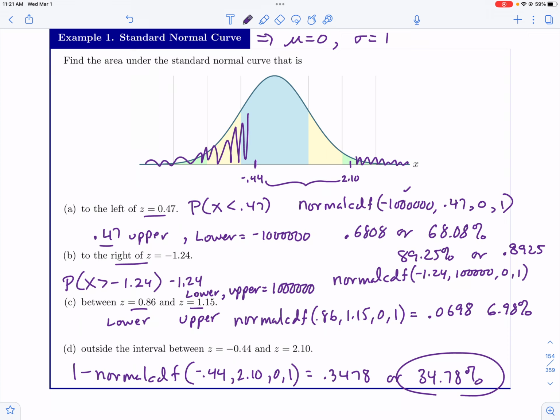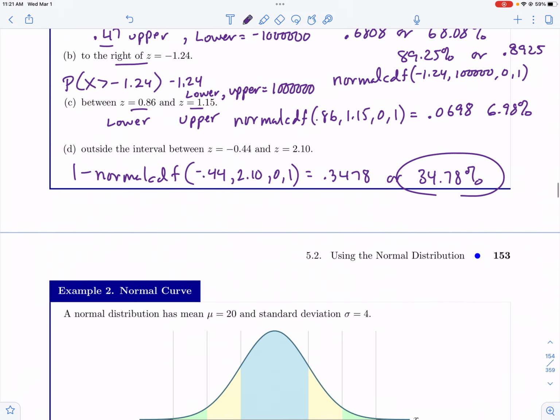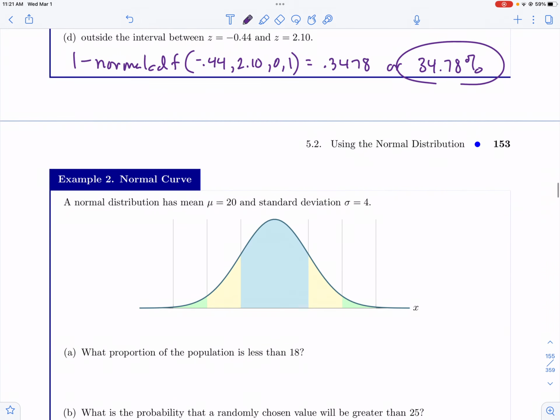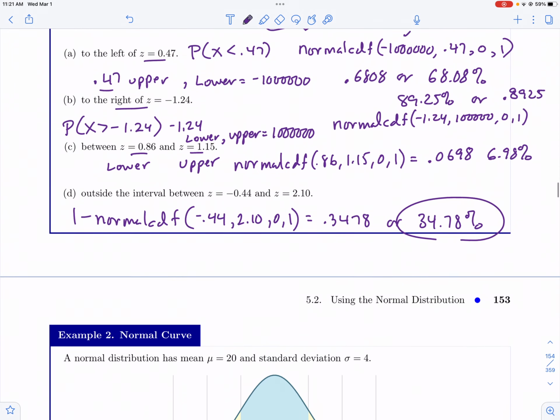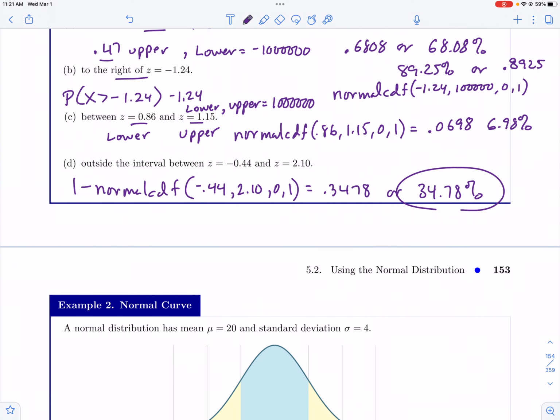So again, the main thing is to think about what our lower bound is and what our upper bound is. If we don't have a lower bound, just make it really, really, really small. If we don't have an upper bound, make it some number that's really, really, really big. And then just throw them in the calculator and see what we get. All right, so any questions or anything about that one?